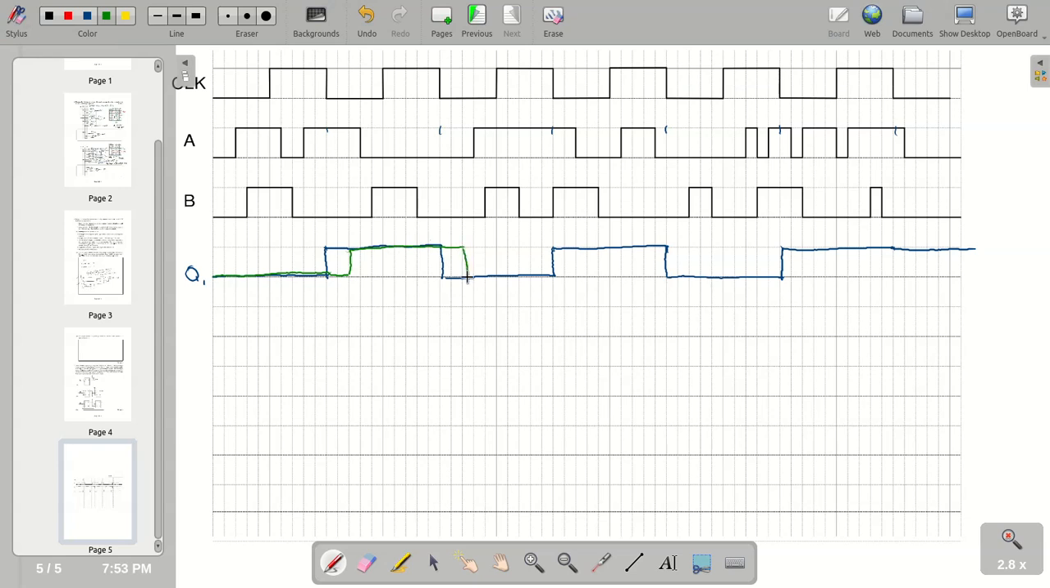Okay, so that's what we should get. Just to make this a little clearer, I'm going to delete the blue parts so that won't confuse us. So that's what the output from Q1 should look like. Now let's go back over here.